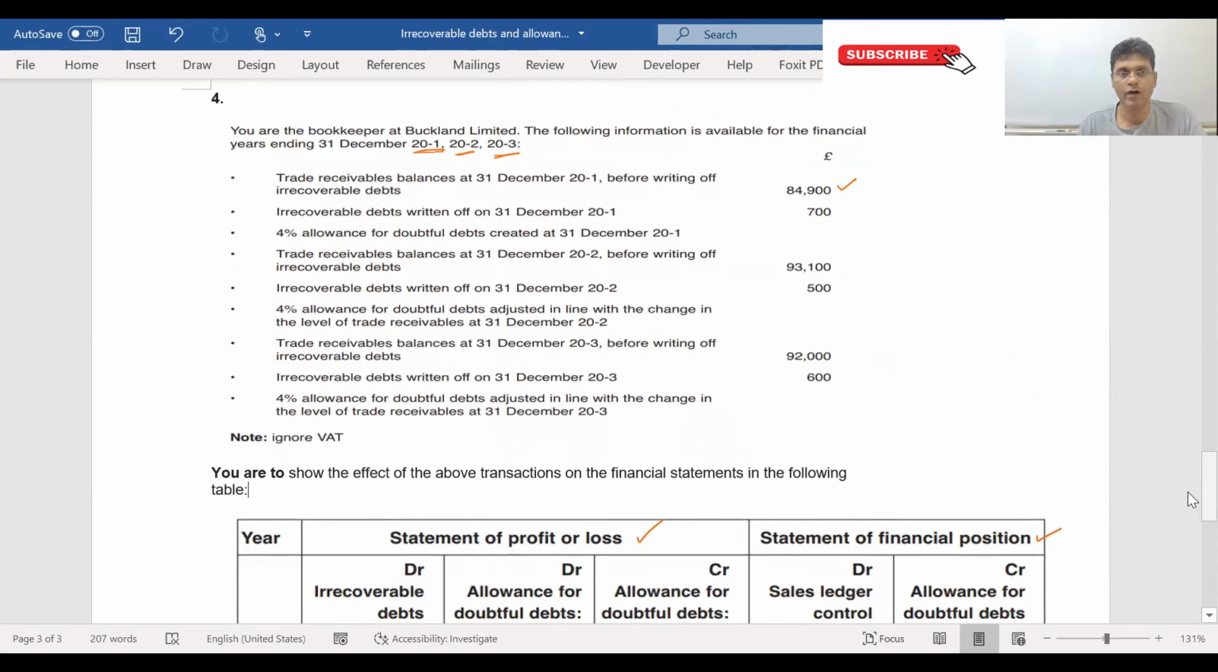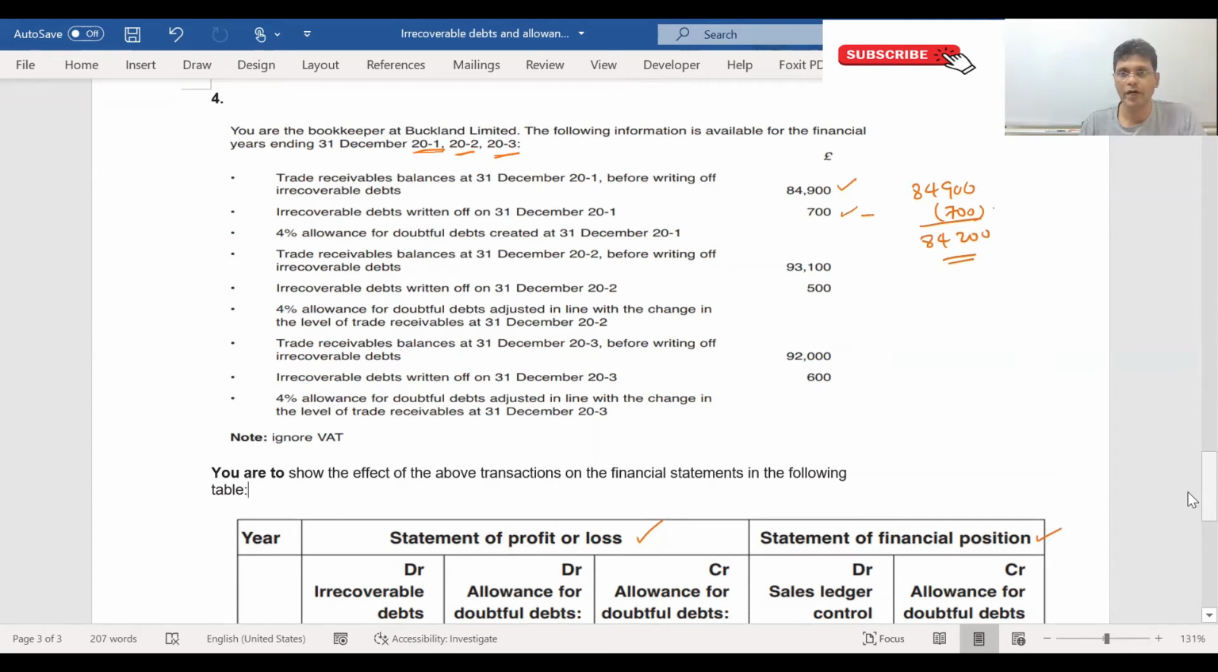What is given? 2001, the trade receivable balance at 31st December 2001 before writing off irrecoverable debts is 84,900. Then irrecoverable debts written off at 31st December 2001 is 700. So when you write off, the receivable balance will reduce. You will never be able to collect this amount. So therefore, 84,900 less 700 will be 84,200. So this should be your receivable balance.